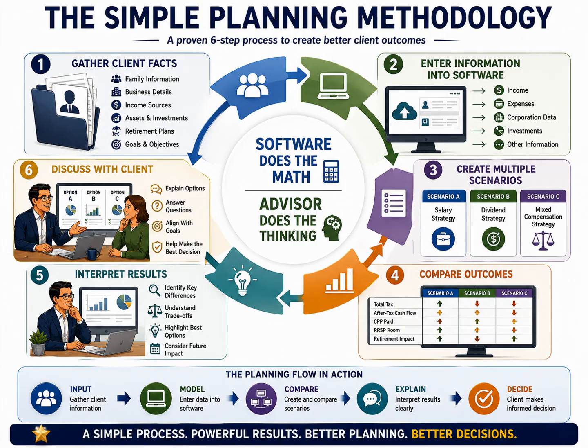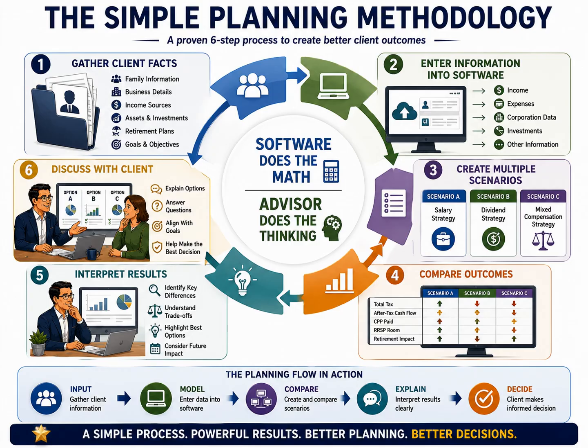The third step is to create multiple scenarios. This is where the planning process becomes powerful. Instead of assuming what the best answer might be, we allow the software to model different possibilities. For example, one scenario may use salary, another may use dividends, a third may use a combination of both. Each scenario creates different results.